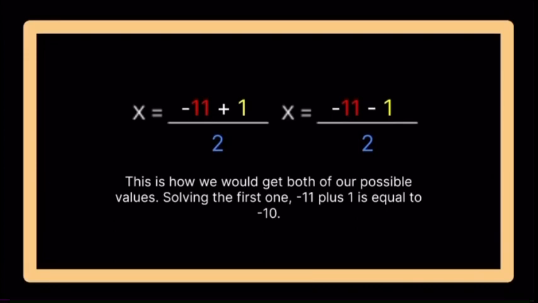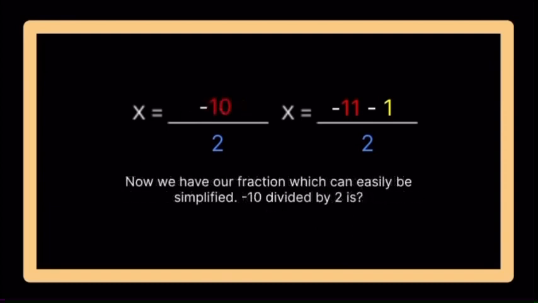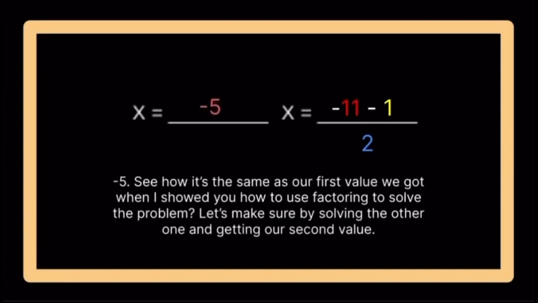Solving the first one, negative 11 plus 1 is equal to negative 10. Now we have our fraction, which can easily be simplified. Negative 10 divided by 2 is negative 5. See how it's the same as our first value we got when I showed you how to use factoring to solve the problem? Let's make sure by solving the other one and getting our second value.